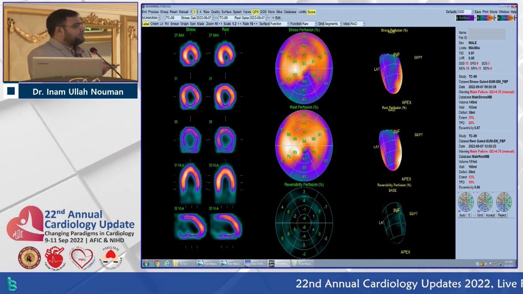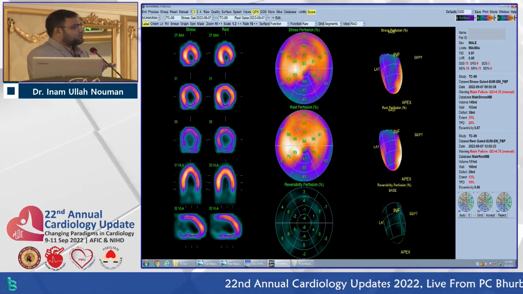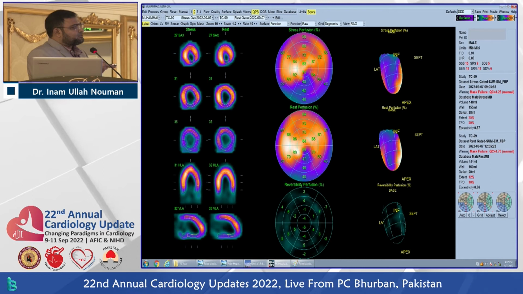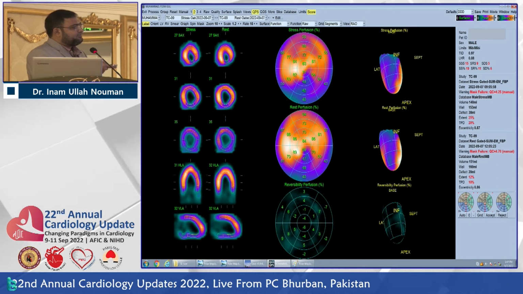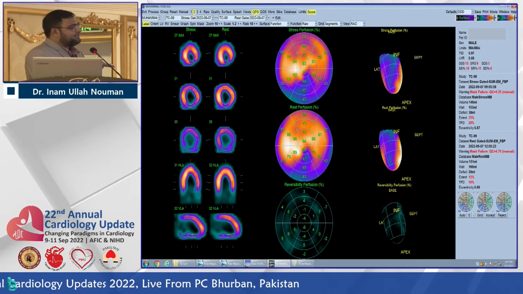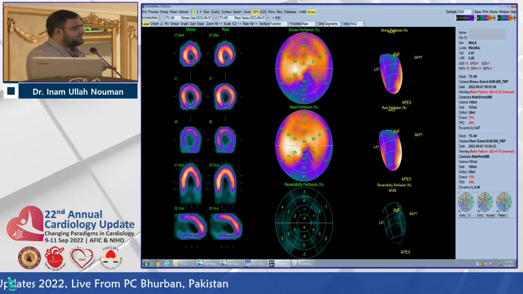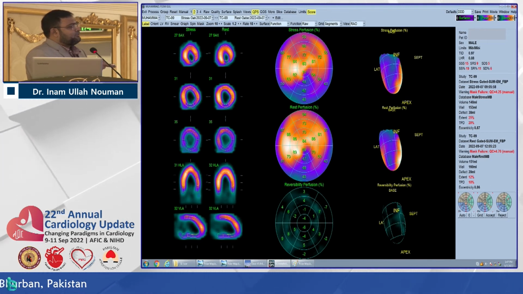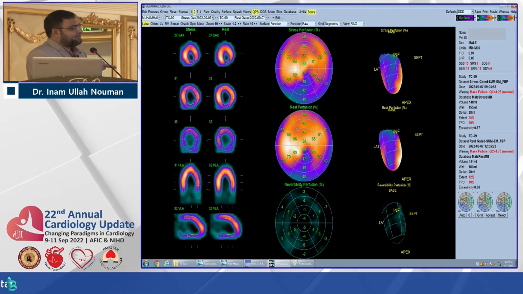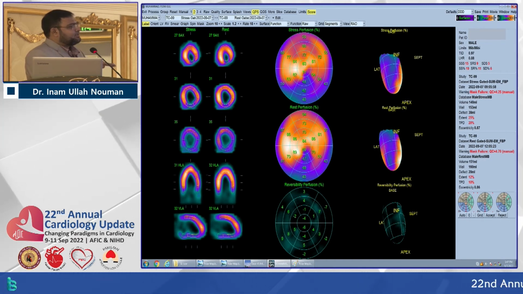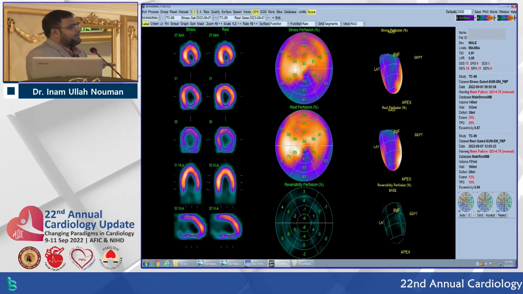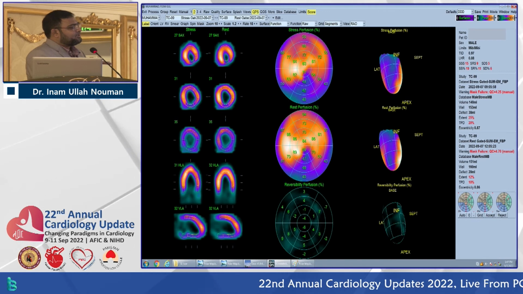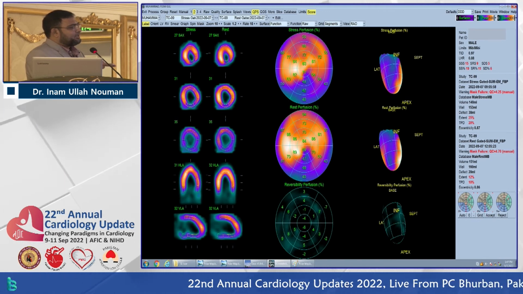Here on the rest or stress scan, we saw a moderate sized area of moderate to severely reduced radiotracer uptake involving the inferior wall, which was relatively persistent on rest images, sparing a small part of the mid-inferior wall. So we labeled it as subendocardial scar, as the lesion was persistent on both the studies. Additionally, there was mild ischemia involving the anterior wall, which normalized on the nitrate augmented rest images.